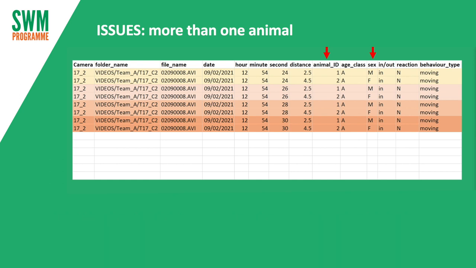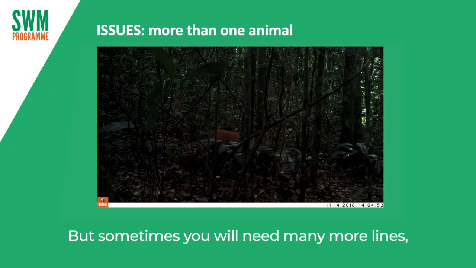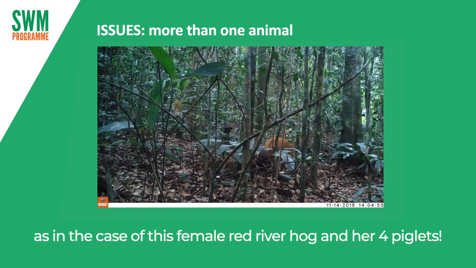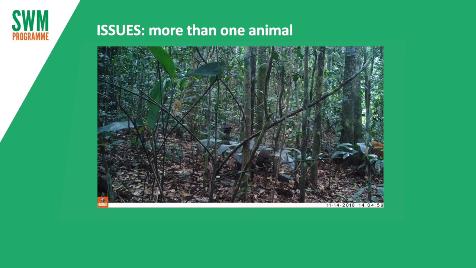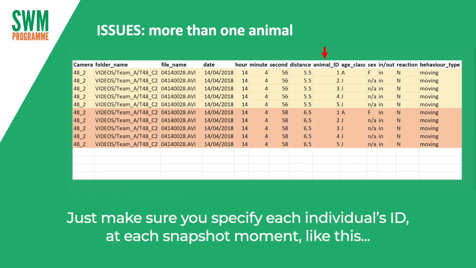or to the female. But sometimes, you will need many more lines, as in the case of this female Red River hog and her 4 piglets. Just make sure you specify each individual's ID at each snapshot moment, like this.